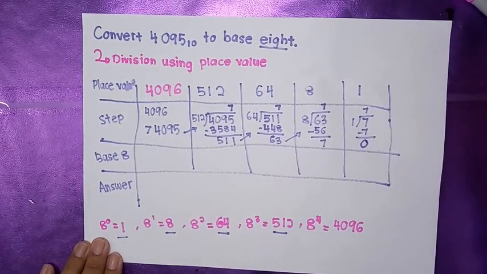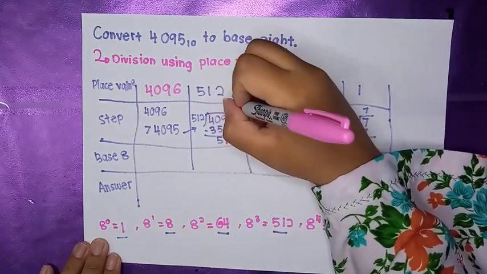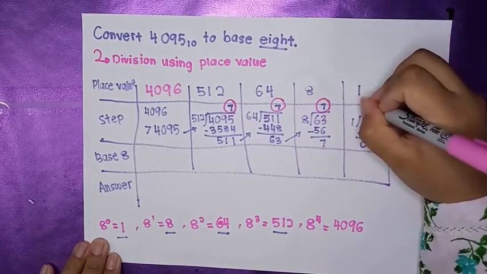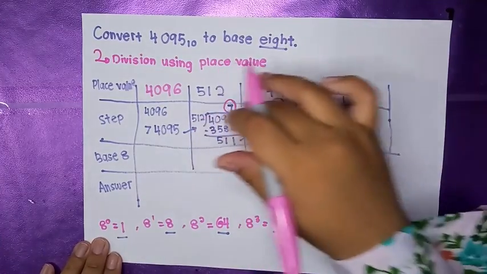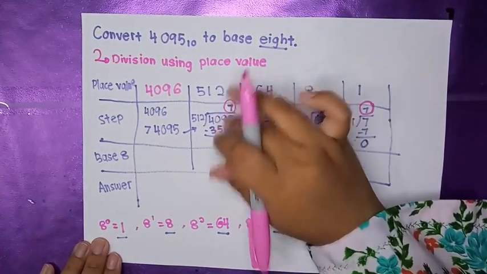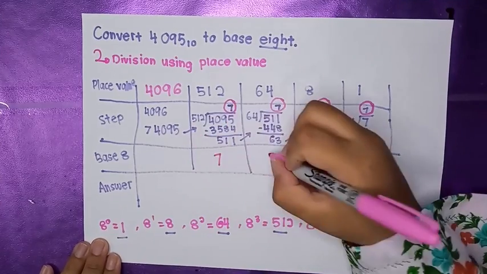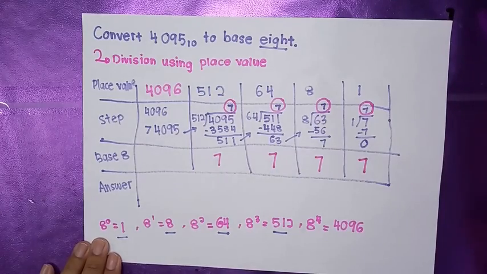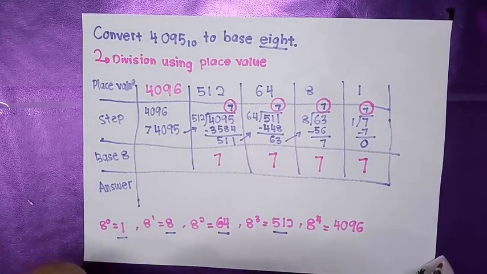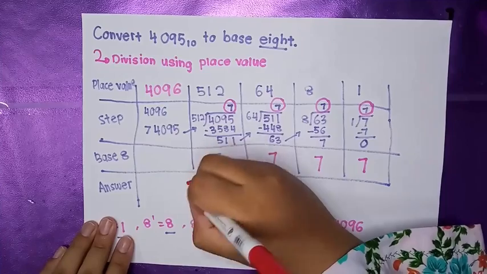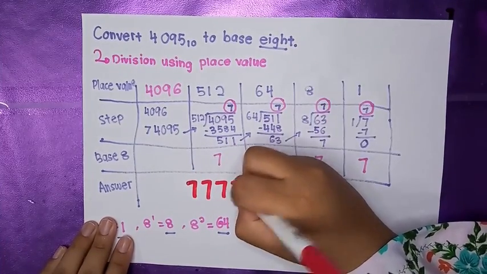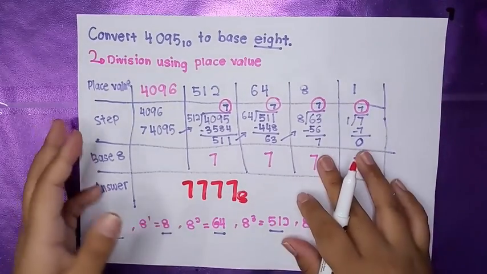Now for the final answer, look at this number 7. Okay, and then we put down this number here, 7, 7, 7, 7. The final answer is 7777 base 8.